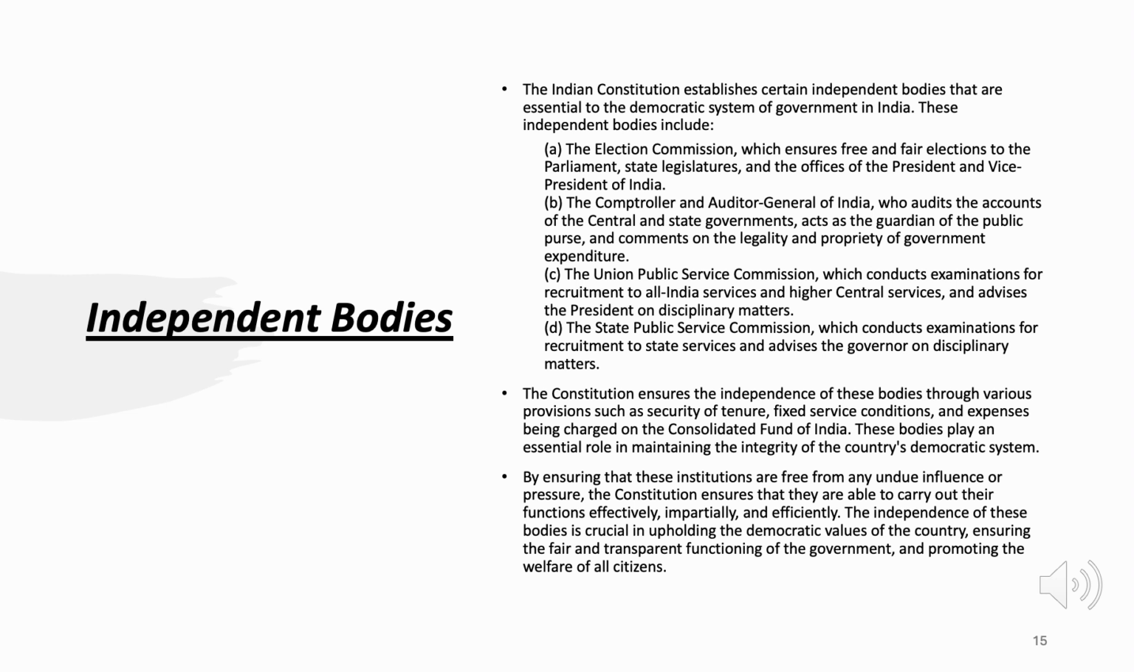Independent bodies. The Indian Constitution establishes certain independent bodies that are essential to the democratic system of government in India. These independent bodies include a. The Election Commission, which ensures free and fair elections to the Parliament, state legislatures, and the offices of the President and Vice President of India. b. The Controller and Auditor General of India, who audits the accounts of the central and state governments, acts as the guardian of the public purse, and comments on the legality and propriety of government expenditure.